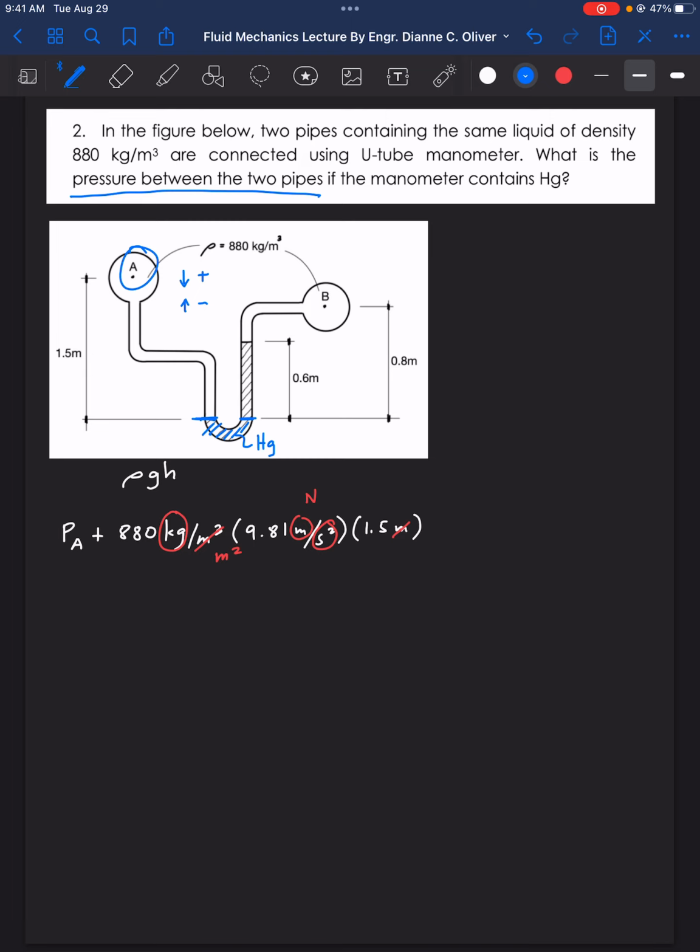Okay, so from this portion here, we're going to go upward up to the surface of the mercury, and that is a negative sign. So that is minus 13.6. Take note, we're dealing with the density of mercury. So for the density of mercury, we have 13.6 multiplied with the standard, the water.